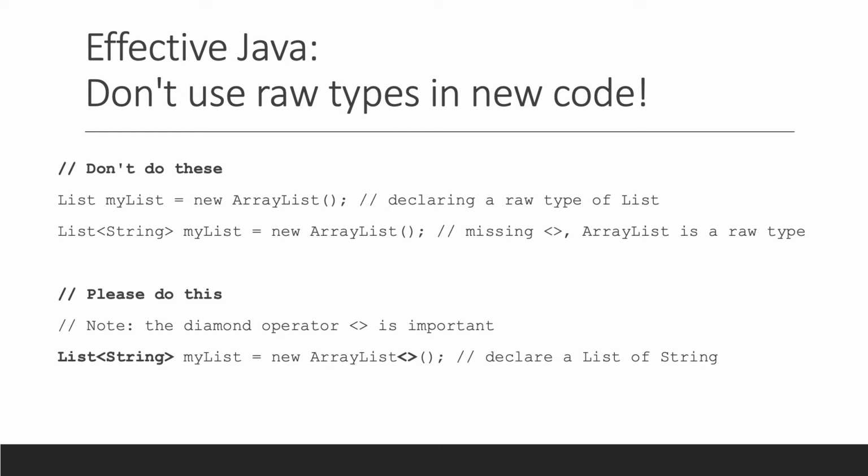Notice how I use an interface to declare a variable myList and call a constructor of a concrete class to create the object. List is an interface. ArrayList is a concrete class implementing this interface. The diamond operator should be included to get the benefits of type checking at compile time.